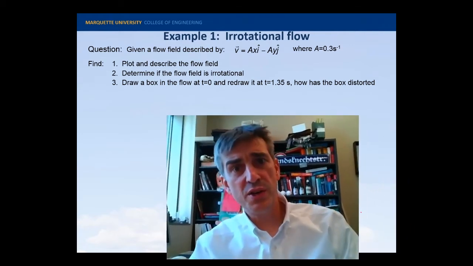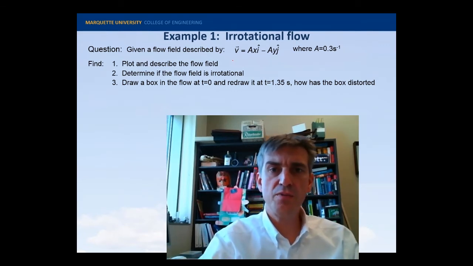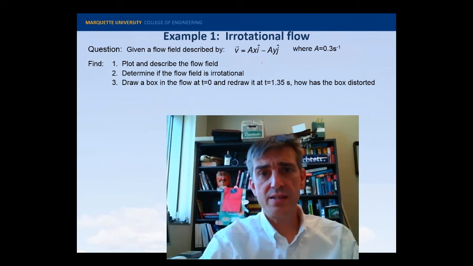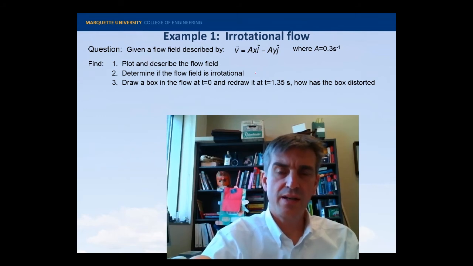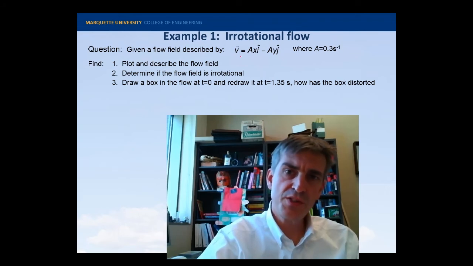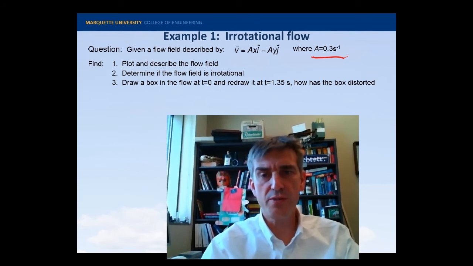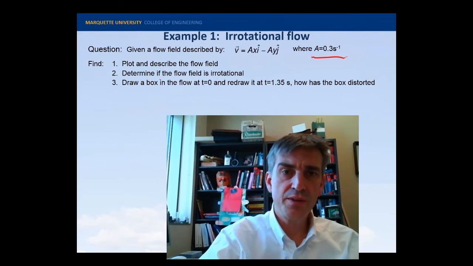All right, so to illustrate the irrotational flow field just a bit more, I'd like to return to that example we used last time, basically defining a planar flow field where the velocity is some constant a times x in the x direction, denoted by the unit vector i, minus a y j. So this is our velocity vector that describes the flow field, and in this case, a is equal to the constant 0.3 reciprocal seconds.